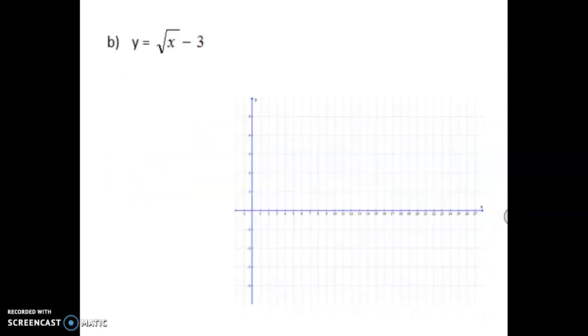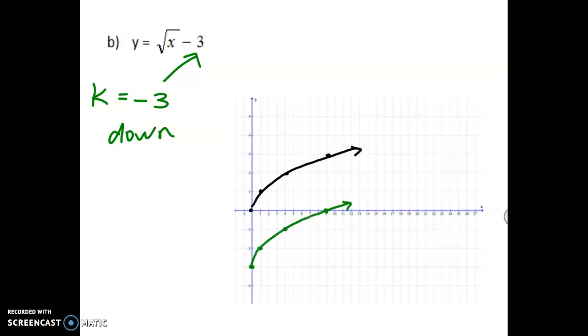Alright, let's try our next one. This time we have a minus 3. Is the minus 3 A, B, H, or K? It is K. K is minus 3. Be very careful. H would be underneath the root. K is going to be at the back, not under the root. So here K is minus 3, which means my whole graph is going to move down 3. Again, let's draw our original and then move it down 3. Your new graph is going to be this green one that has moved down 3.